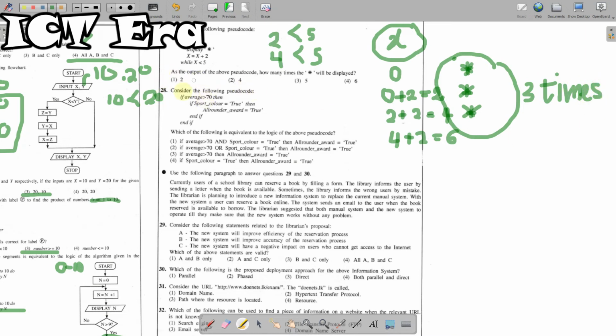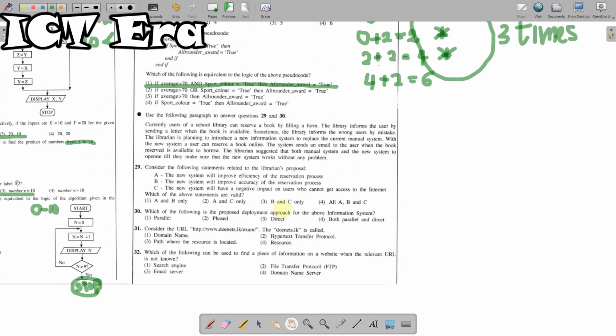Consider the following pseudocode. If average is greater than 70, then if sport color equal true, then all round award equal true. The all round award will be given only when these conditions are fulfilled. So the logic of this one is the AND. So average should be greater than 70 and also the sport color should be true. Then only we can get the all rounder award. So the first one can be taken as the answer. Then next question.